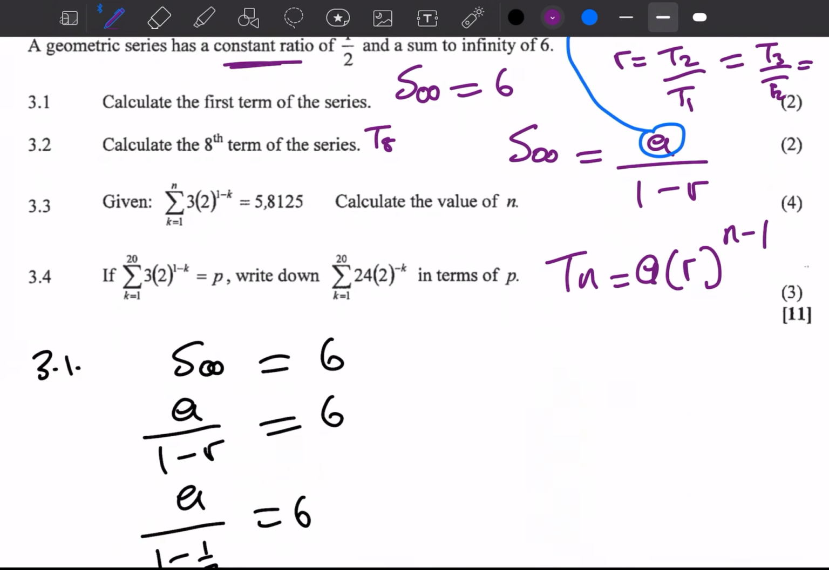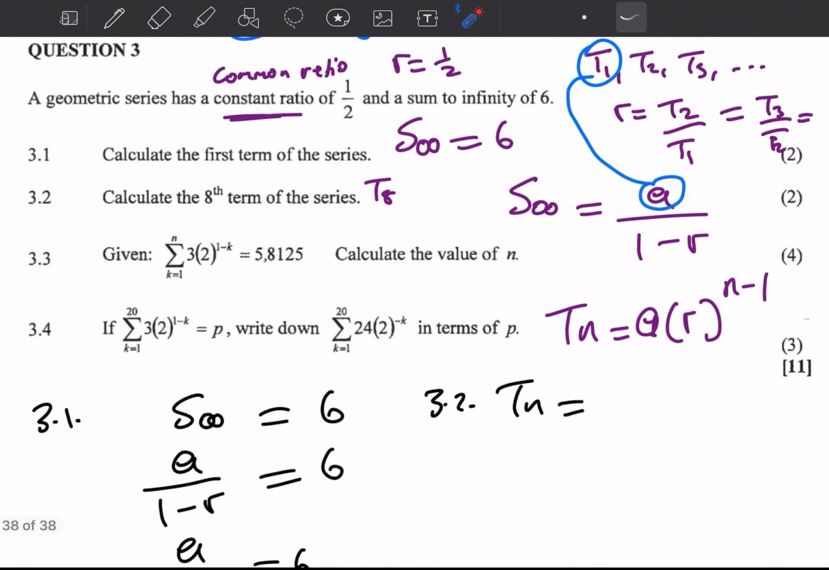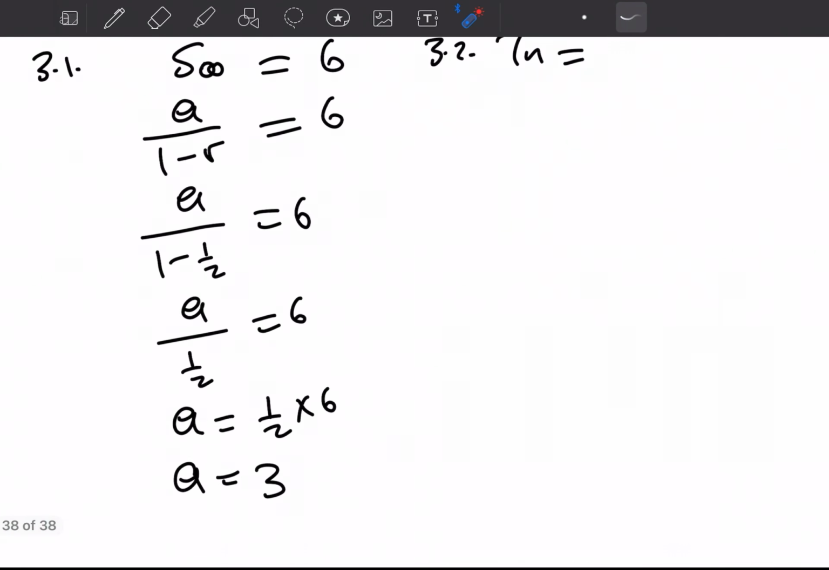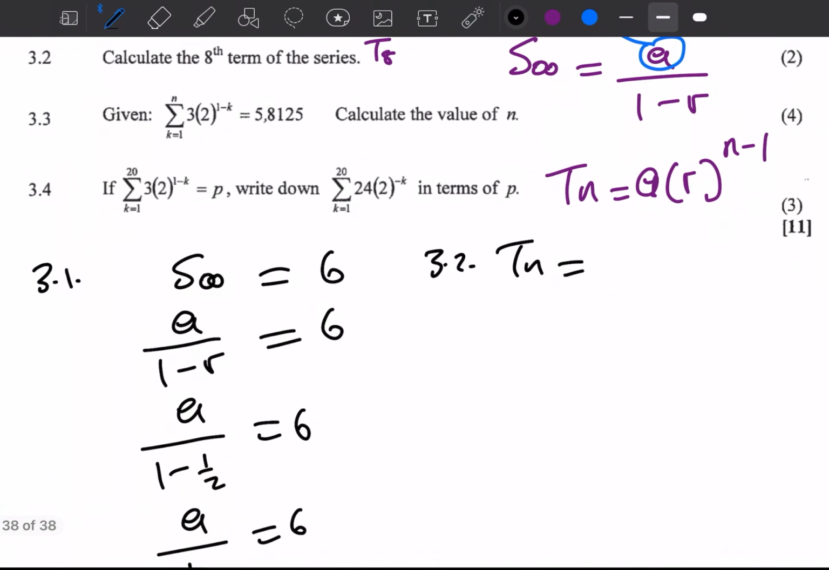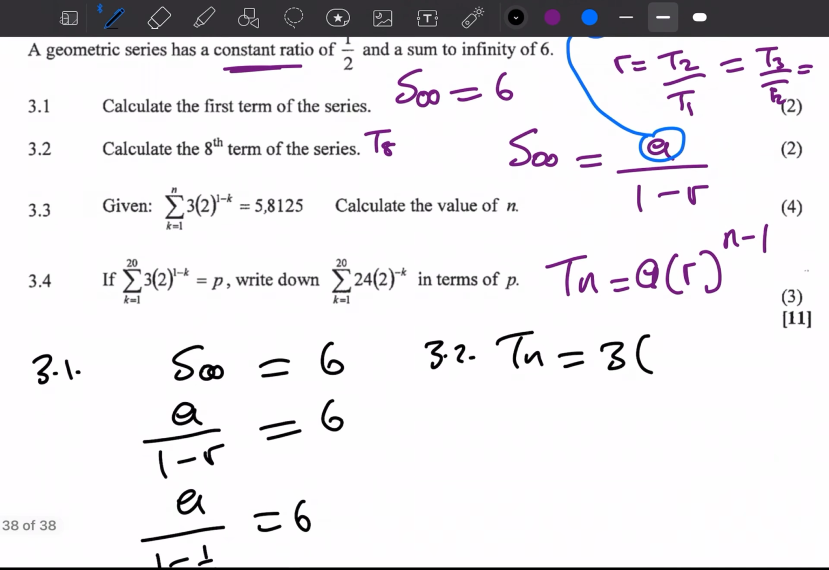So let's dive into 3.2. So Tn is equal to, now what is our a? Our a is the first term, isn't it? A is the first term, and we just found out a is equal to 3. So our a is 3, and what is our r?